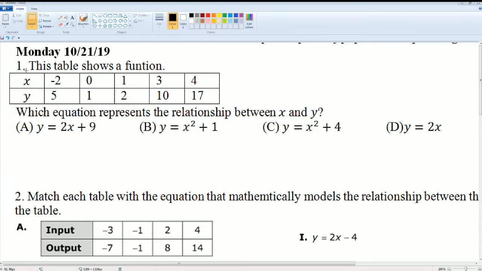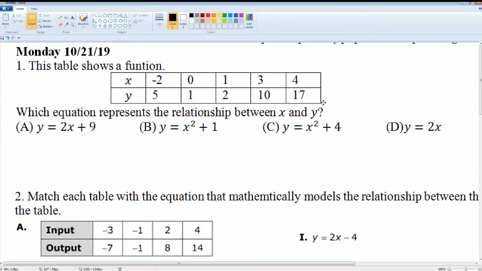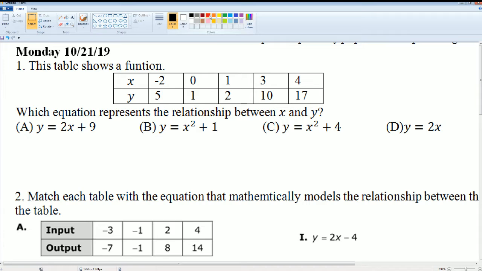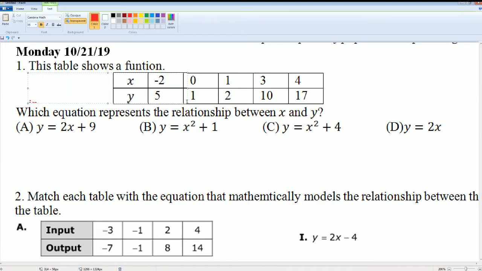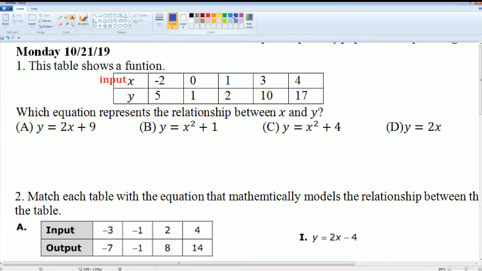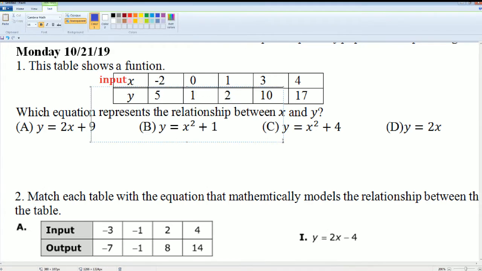Here, number one, it says the table shows a function. Which equation represents this relationship? What they mean by relationship between x and y is that, let's take a look. I'm going to write some words for you, okay? Sometimes we don't understand, but the x value is sometimes referred to as the input. Also, the y is sometimes called the output.